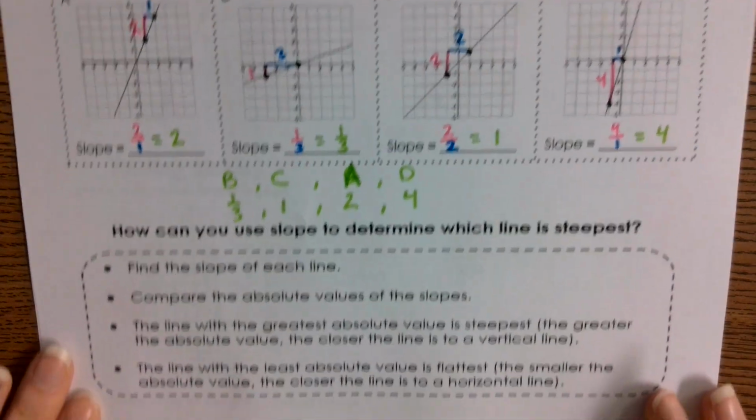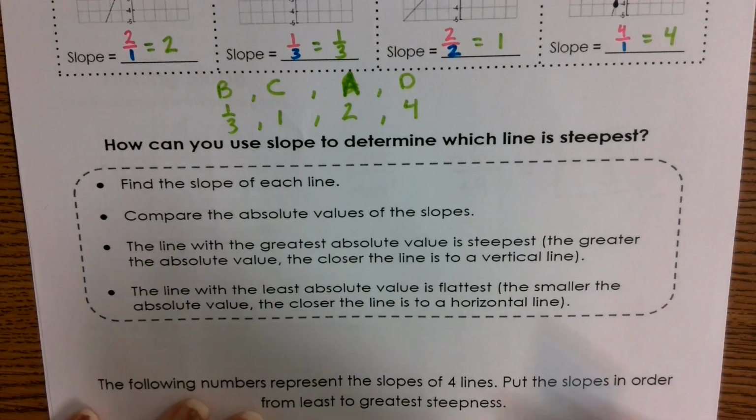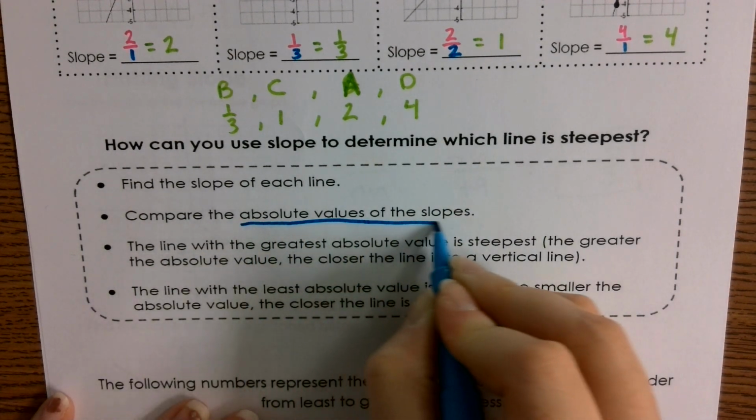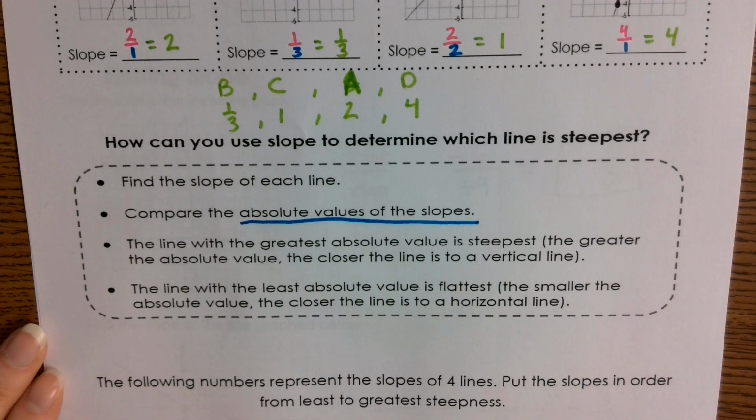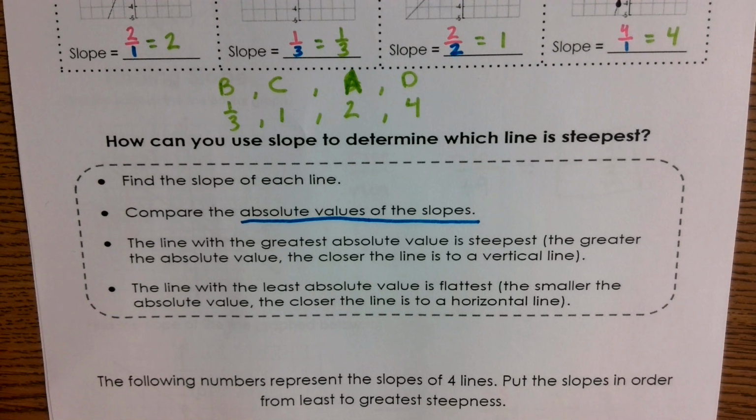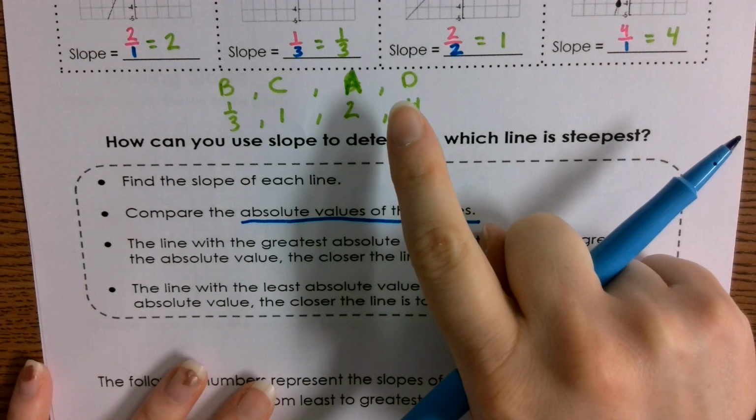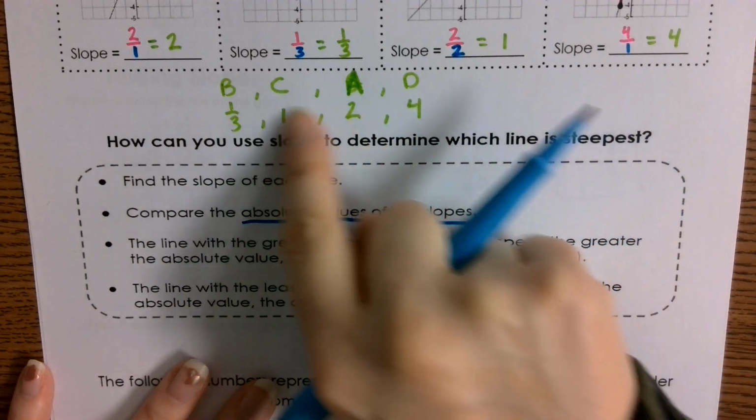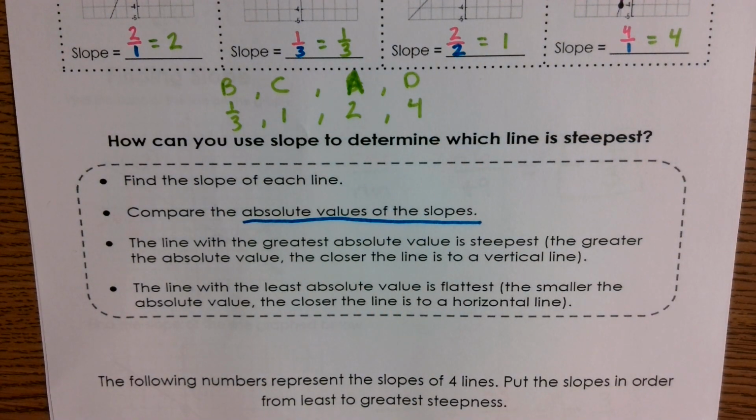And here's why. When you're determining steepness based off of your slope, you're going to compare the absolute values of the slope. So you're not focusing on the positive or the negative of it. You're focusing on the absolute value of the slope. So if the absolute value of your slope is the largest number, it is the most steep. So it wouldn't matter if this was a +4 or a -4, it would still be more steep than the other 3 graphs because the absolute value of a -4 is still positive.